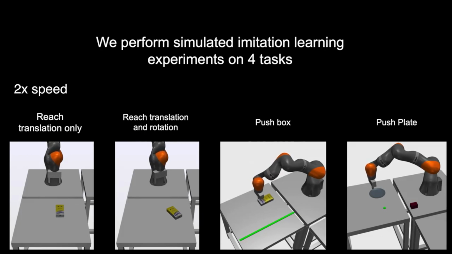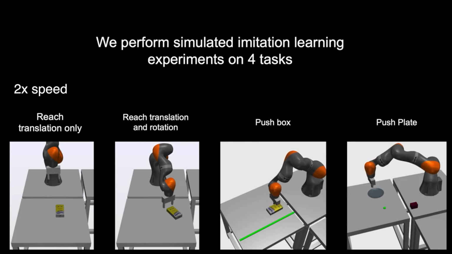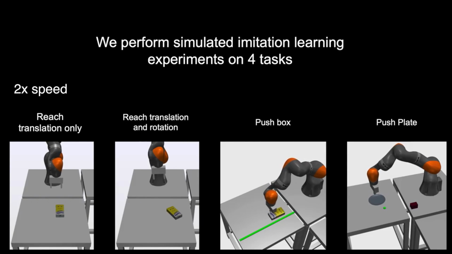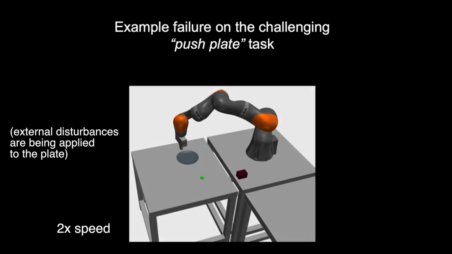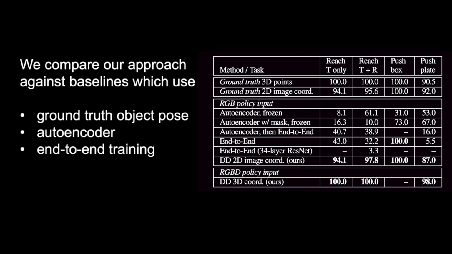To compare against baselines, we use simulation experiments on a handful of reaching and pushing tasks. Here's an example of what a failure looks like on one of these tasks. Please see our paper for more details.